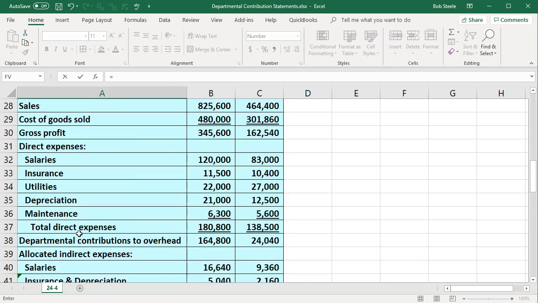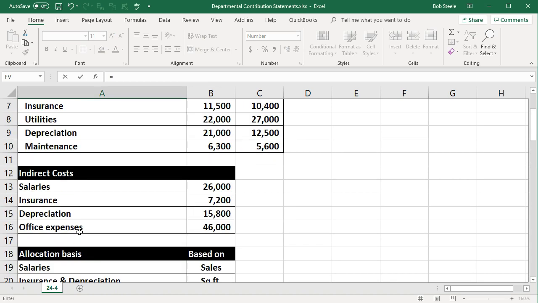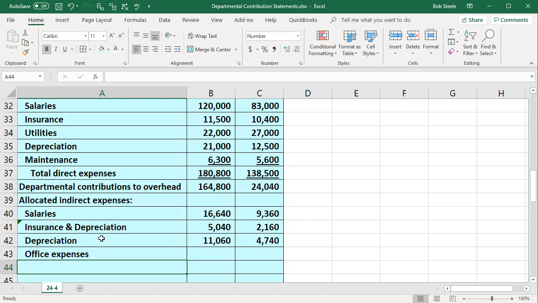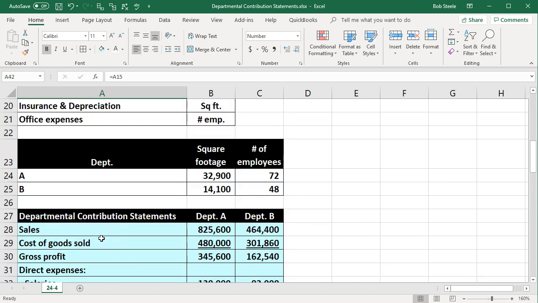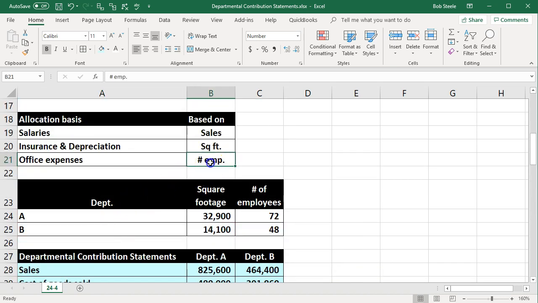So I'm going to say equals and scroll back up, and we're going to pick up the office expenses and enter. And then we're going to break out the office expenses. If we scroll up, that's going to be based on the number of employees. So we're using the number of employees as the activity base. We think that's a better activity base than sales or the square footage. So number of employees, which is 72 and 48 for A and B respectively.